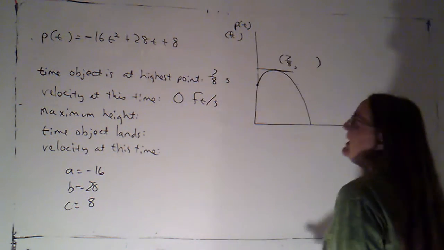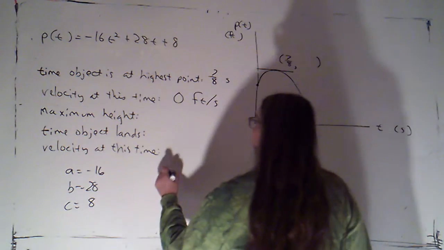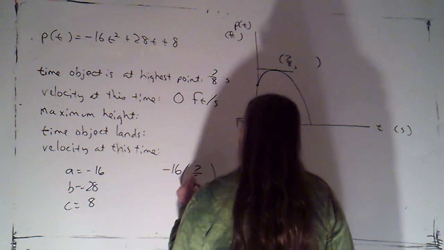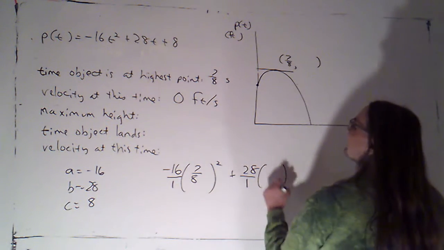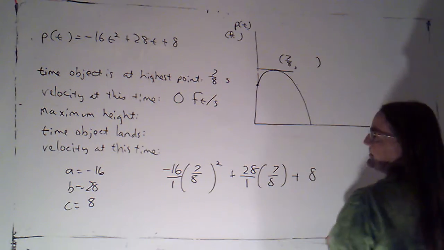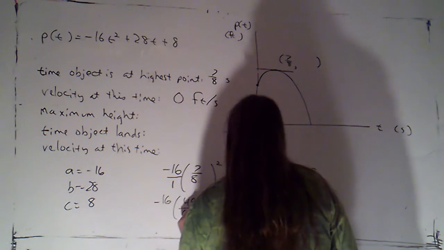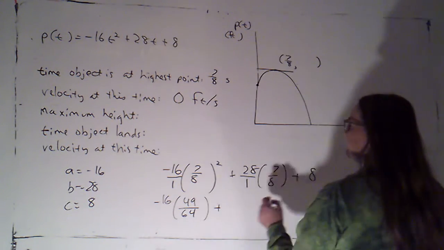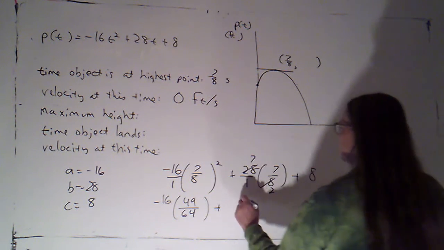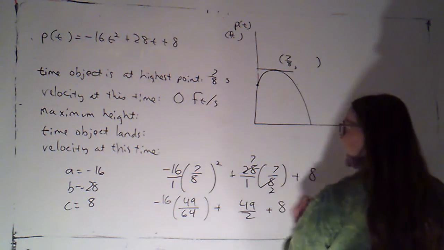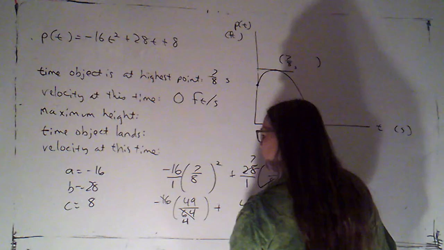Okay, now finding the maximum height, that just means we've got to plug in 7/8. So it would be negative 16 times 7/8 squared plus 28, which I'm just going to write as 28 over 1, times 7/8 plus 8. Okay, so that's negative 16 times 49 over 64 plus, let's see, I can reduce. 4 goes into 8 twice, and here's 7, so this is going to be 49 halves plus 8. And here I can reduce. 16 is going to go into 64 4 times.